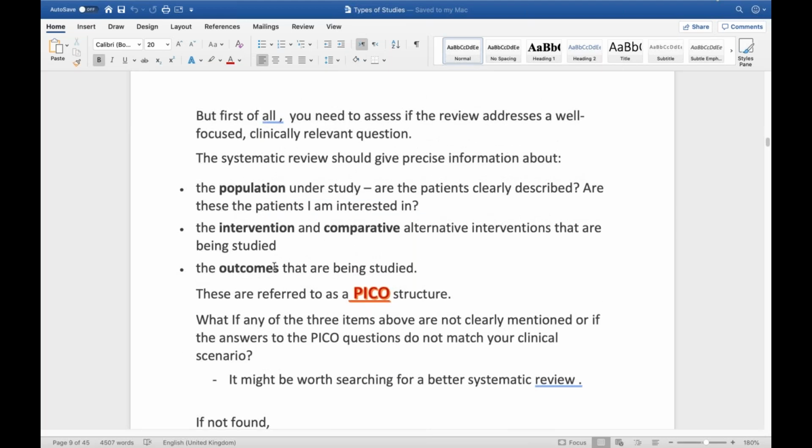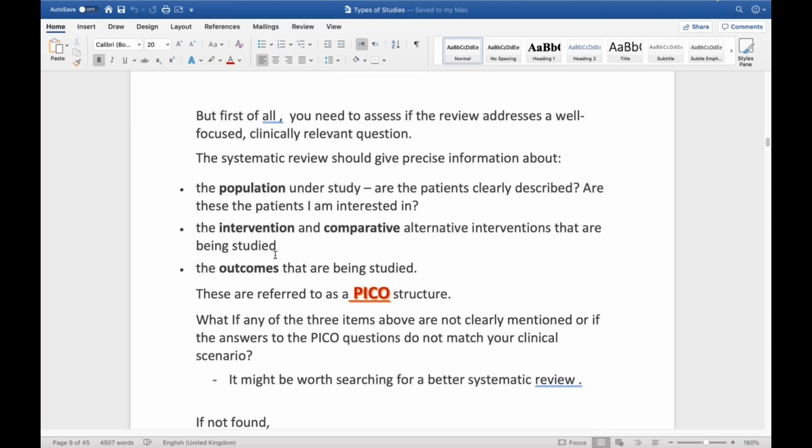And in order to search the evidence, you have to have a question, as I told you. If you're going to do a systematic review or search the evidence for anything, you have to have a clear question, and we call this question the PICO question. I spoke about this before, but I'm just speaking about it now.